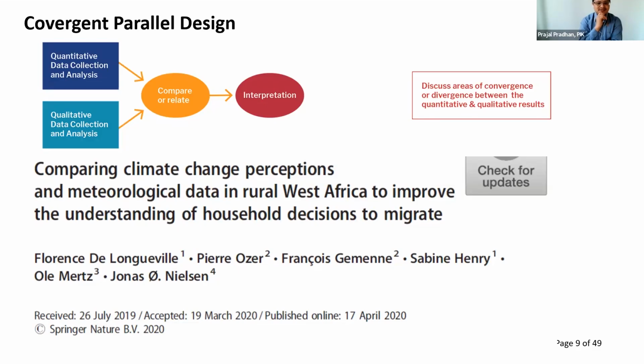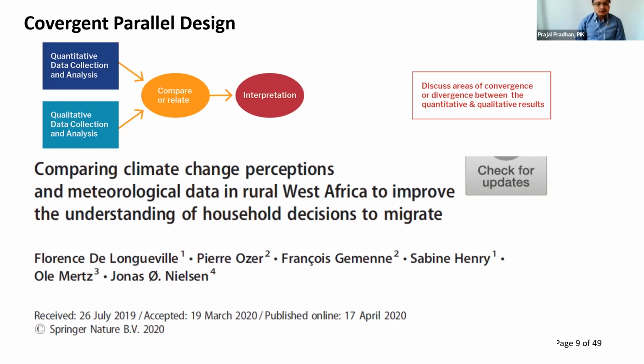the impact of climate change. I picked a random publication here. It is titled comparing climate change perception and meteorological data in rural West Africa to improve the understanding of household decisions to migrate. What is done here is they look at the perception of the people, what they think in terms of increase or decrease in temperature or changing precipitation patterns.